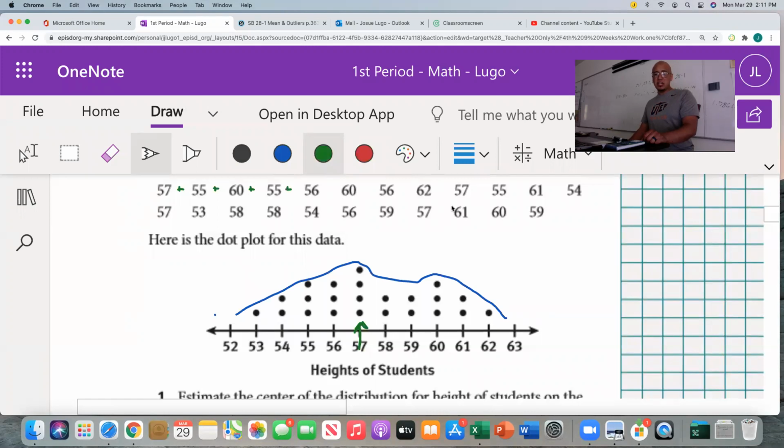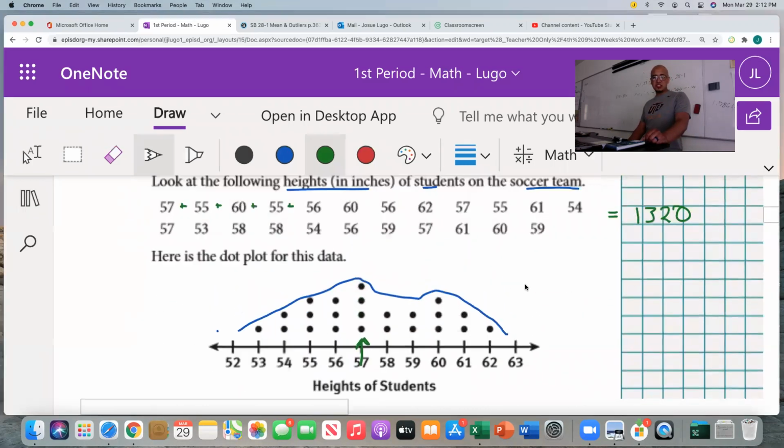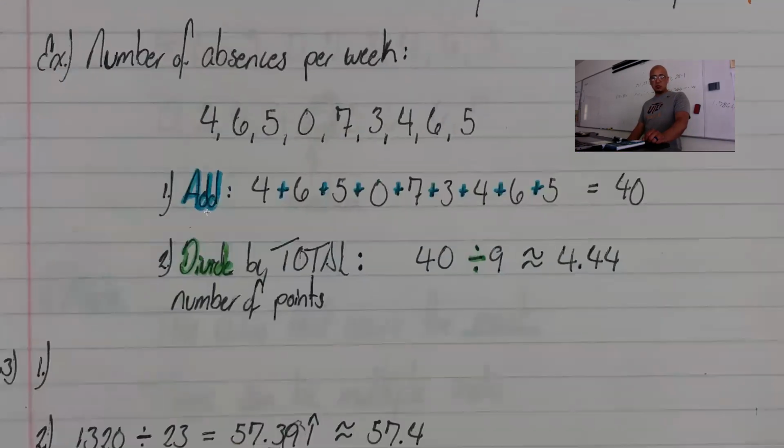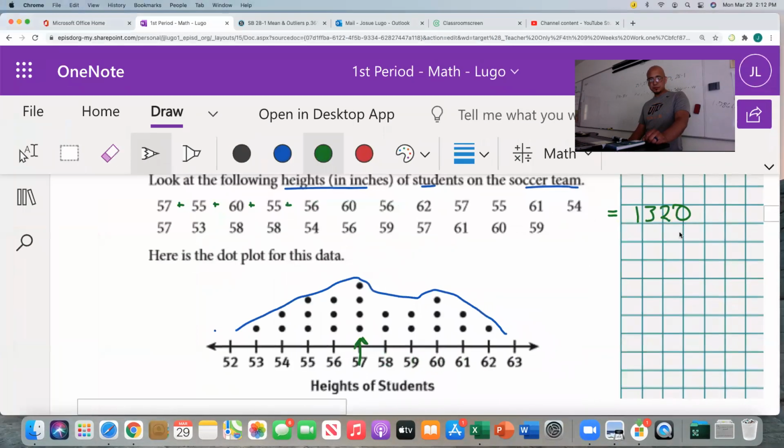And having done that, you're going to find that when I add all of these together, I get a total of 1,320. That is step 1 for finding the mean. We first add up all of the values in the data set and the distribution.